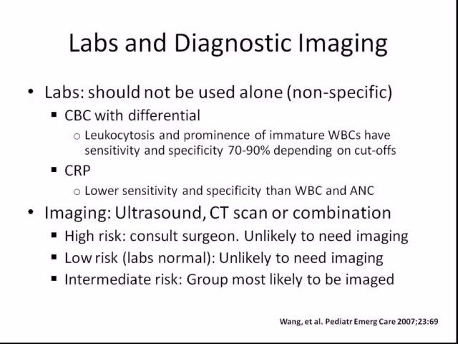Imaging, again, should not be performed in everybody, but when it is, typically it's with ultrasound or CAT scan or a combination of the two if ultrasound does not identify an appendix. For high-risk patients, you definitely want to consult the surgeon first because that surgeon may choose to take the patient to the operating room and obviate the need for imaging. Low-risk patients, when the labs are normal, are unlikely to need imaging either. It's really these intermediate-risk patients that are the group most likely to be imaged.